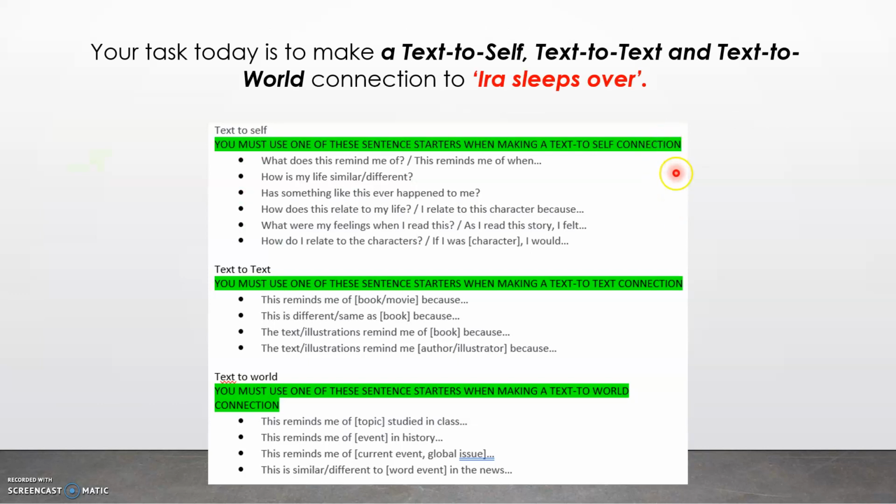So this is what your task is for today. You are going to make a text to self, text to text, and text to world connection to Ira Sleeps Over. Please refer back to this video so that you can use those prompts I've provided to give you an idea of what to write. I couldn't fit the video in on this because we ran out of time, so you're going to have to go to the link and watch the video of Ira Sleeps Over separately.